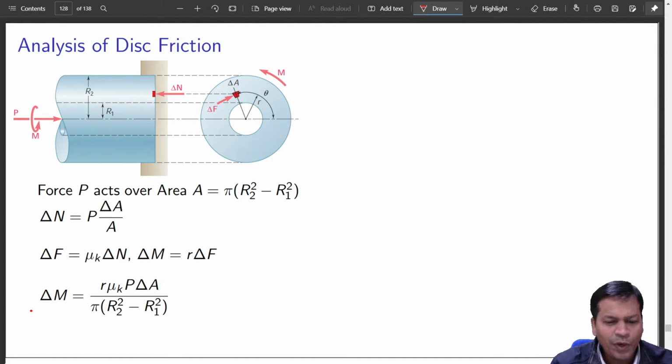It is uniformly distributed throughout this area. This force acts over the area A. So using that pressure it is calculated.